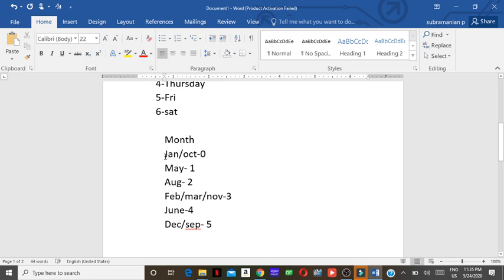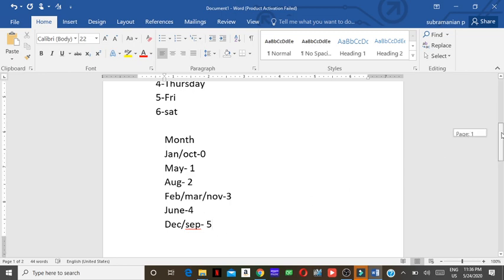How are we indicating this? Wait, I will show you. Before January there is no month, and January contains 31 days. 1 week consists of 7 days, so January has 4 weeks and 3 extra days. 4 into 7 is 28, and January goes till 31, so we have 3 extra days. So it's carried to February. So February is indicated as 3. Likewise, all the months are indicated.